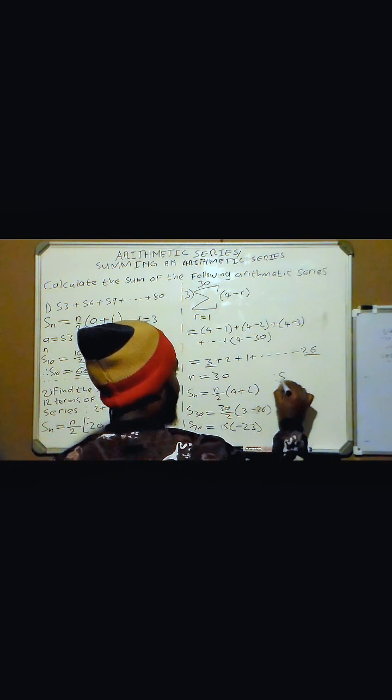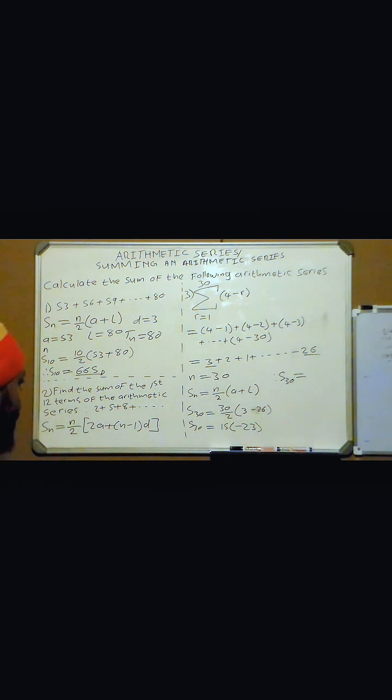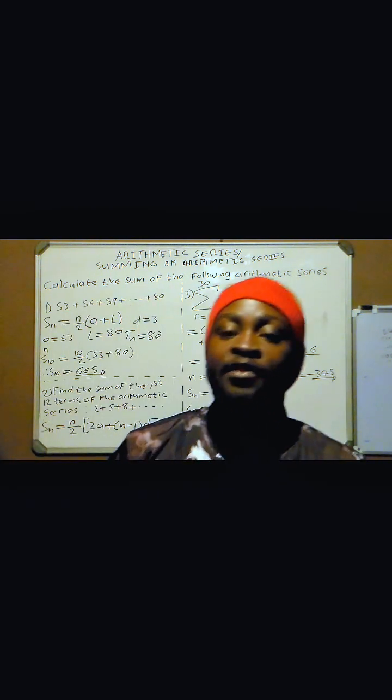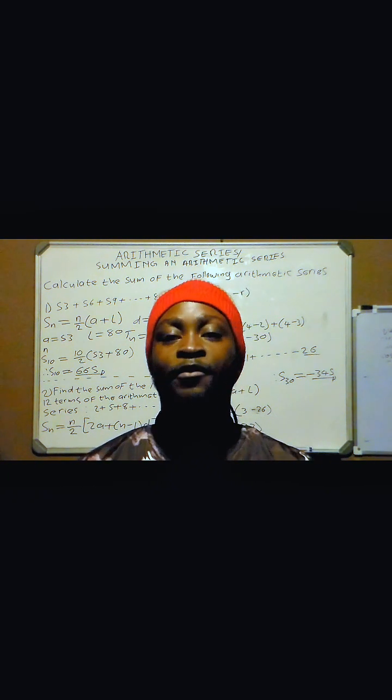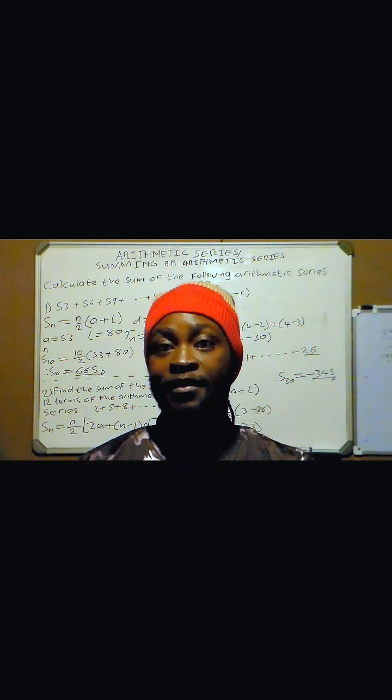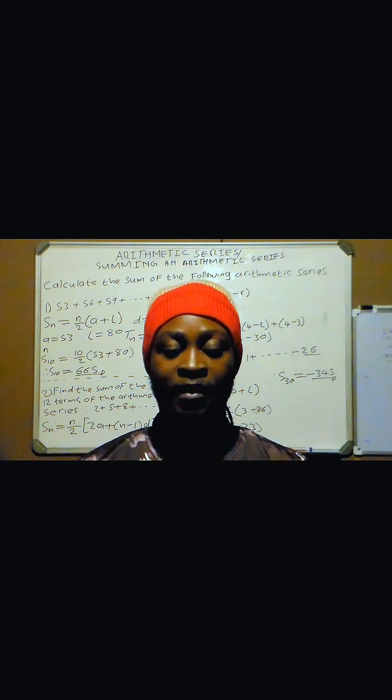So therefore S sub 30, or the sum of the first 30 terms of this series, is 15 multiplied by negative 23. We get negative 345. So this is how we can use these equations that we just derived to find the sum of the first n terms of an arithmetic series.